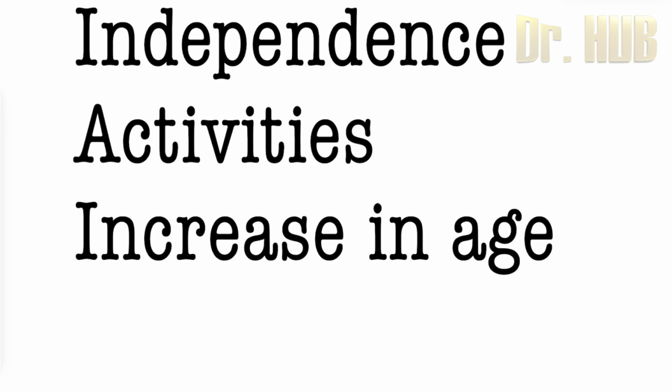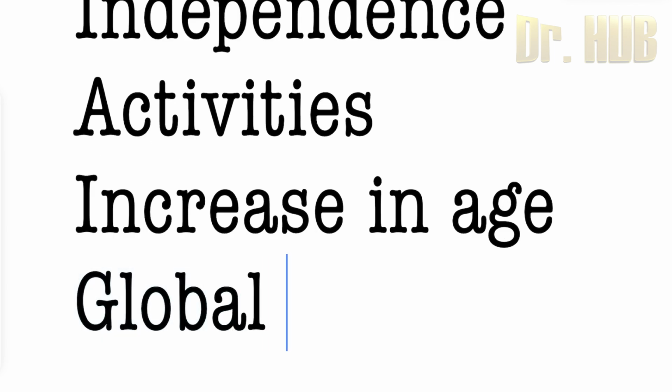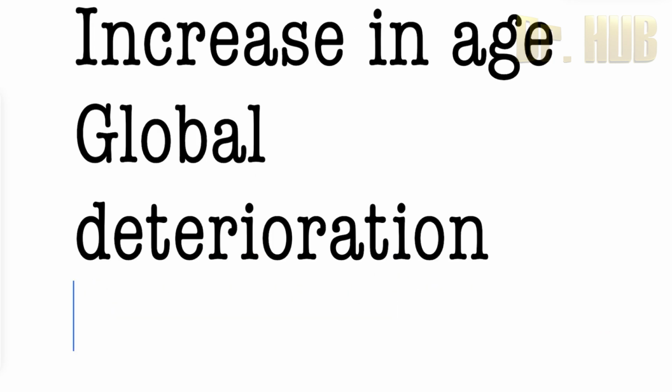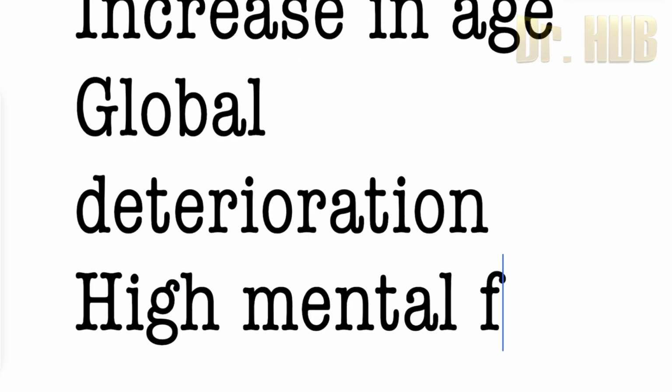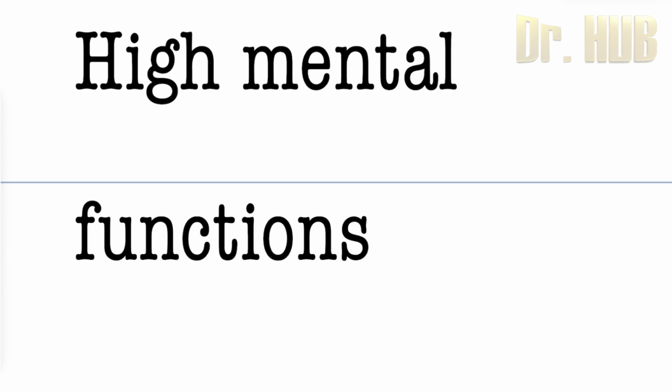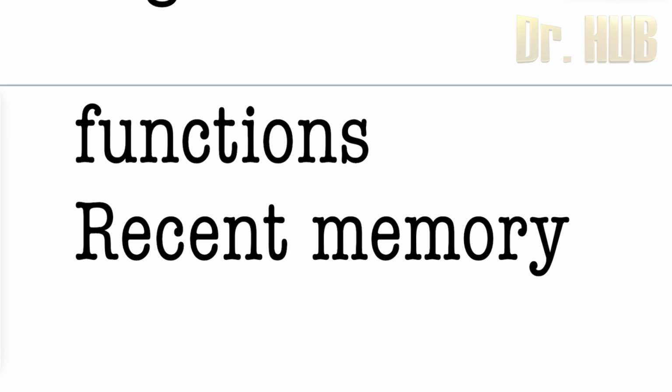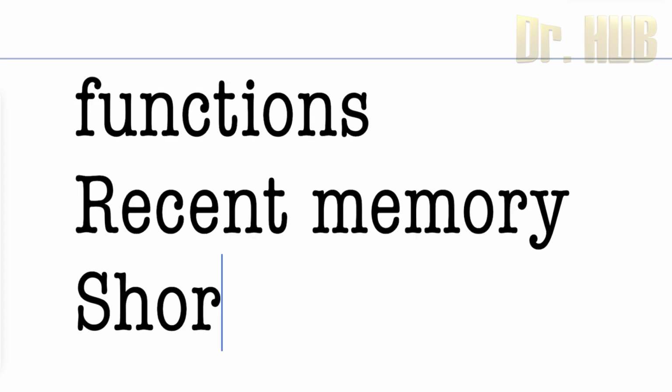Now the global deterioration of the high mental functions. So what is a global deterioration? Impairment includes the recent memory, or in early stages the short and, in late stages, the remote memory.